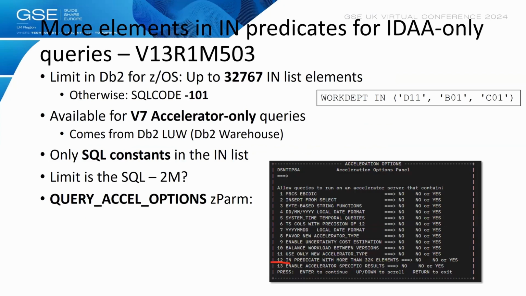This one, I was not even aware that there was such a limit. So apparently, if you are using the IDAA v7 accelerator, you can have more in-list elements than 32K. I have an example here with just three elements in the list. So this allows you to have even more. I guess this targets customers who are using these huge in-list elements with IDAA.